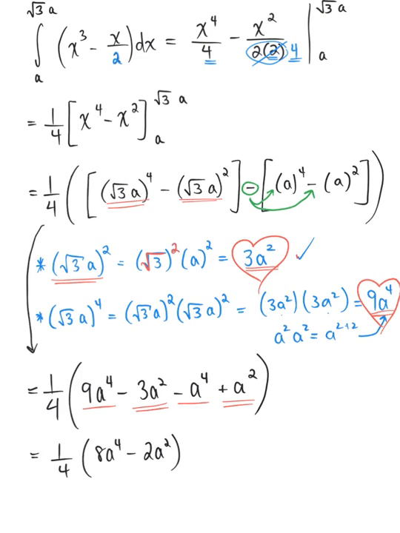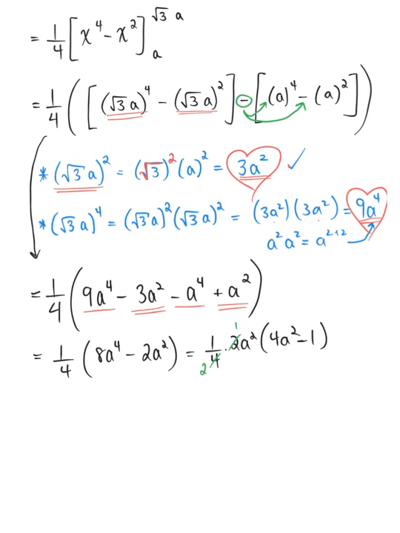And when we look at this, we realize we have a greatest common factor of 2a squared. So let's pull it out. I've got 1/4 multiplied by 2a squared times 4a squared minus 1. And we can cancel again. We know 2 goes into 4 2 times, which leaves us with that beautiful final answer of 1/2 multiplied by a squared times 4a squared minus 1.